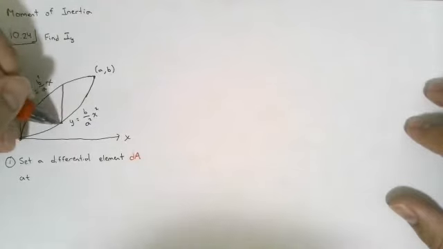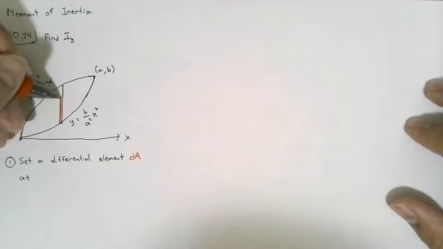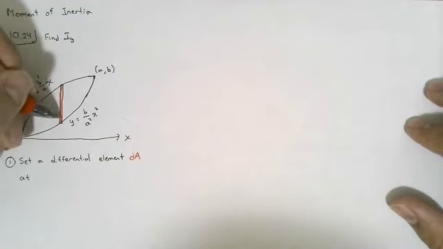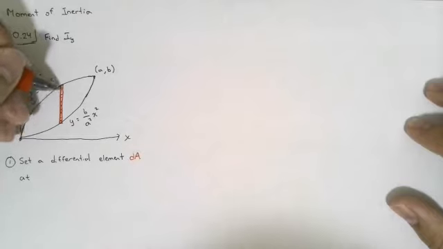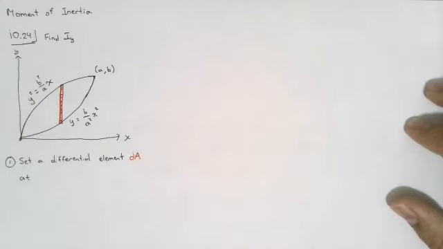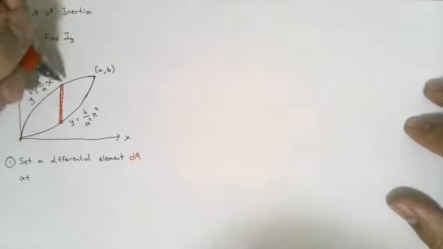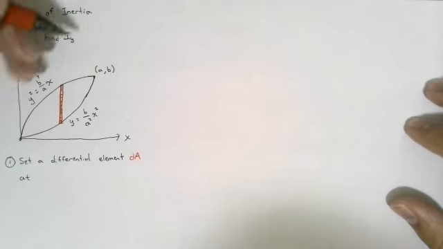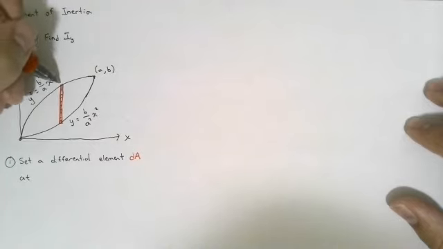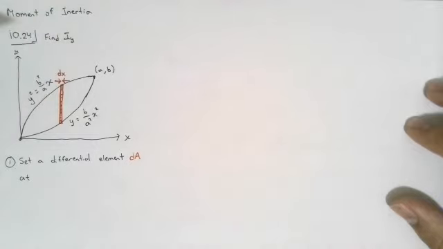So I'm going to set a differential element. Remember, this is a very, very thin element, so thin that we can actually look at it as a line. This differential element will have this dimension that we can call dx. So we have a dimension of dx. What about this dimension? Is there any way we can express this length of the element?